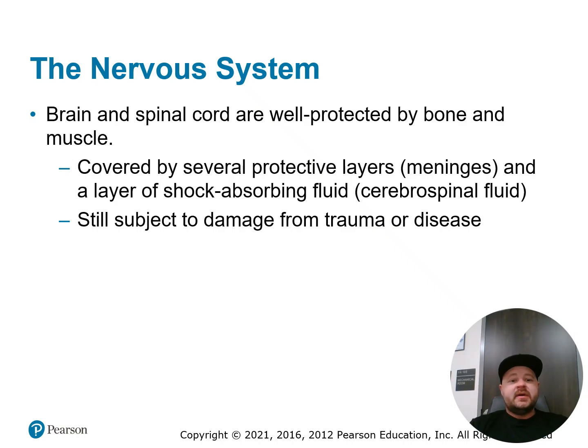The nervous system, so our brain and spinal cord, are very well protected by bone and muscle. They're covered by several protective layers called meninges and a layer of shock-absorbing fluid, the cerebrospinal fluid. That being said, it's still subject to damage from trauma or disease. So you could have a traumatic incident that damages your spinal cord, or you could have a disease like meningitis, where you have inflammation of the meninges. There are several things that can insult the nervous system.